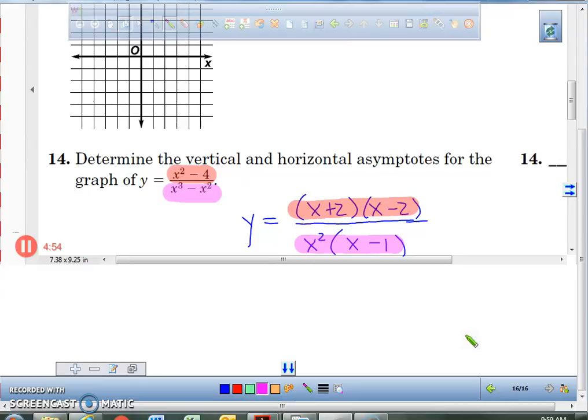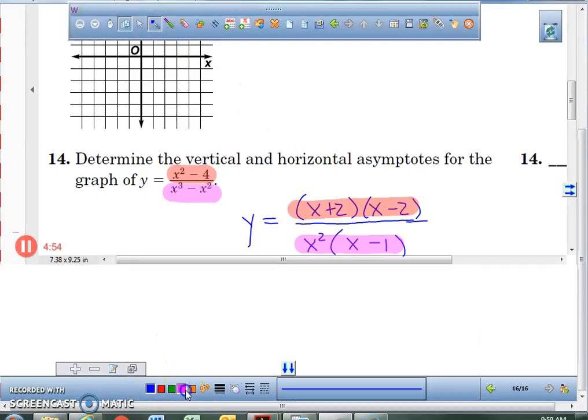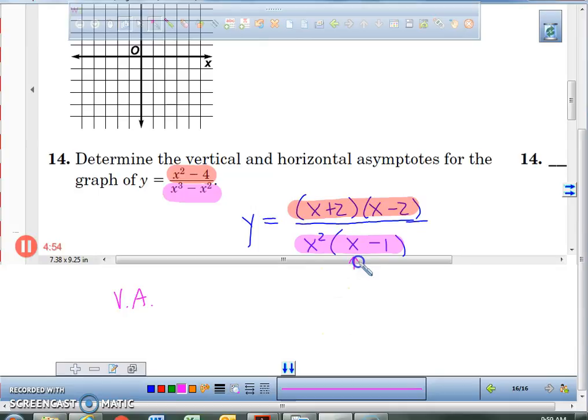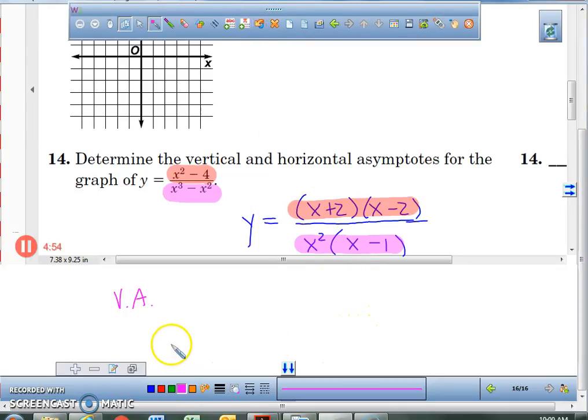Now that we have it factored, we can actually locate our vertical asymptotes pretty easily. My vertical asymptotes, VA for short, are where the denominator is made equal to 0. What number could I plug in right there to make the denominator equal to 0? Correct, 1. So one of them is at 1. So I have a vertical asymptote where x equals 1.